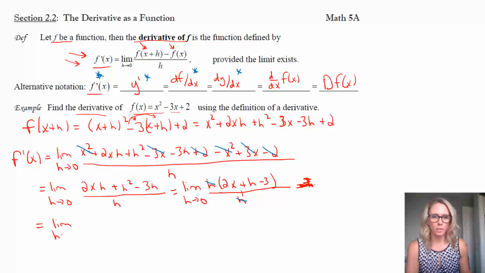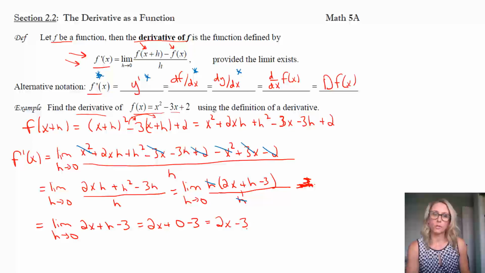Limit as h goes to 0 of 2x plus h minus 3. Now, when we plug in h being 0, we're okay. We get 2x plus 0 minus 3, or 2x minus 3. So this is our answer.